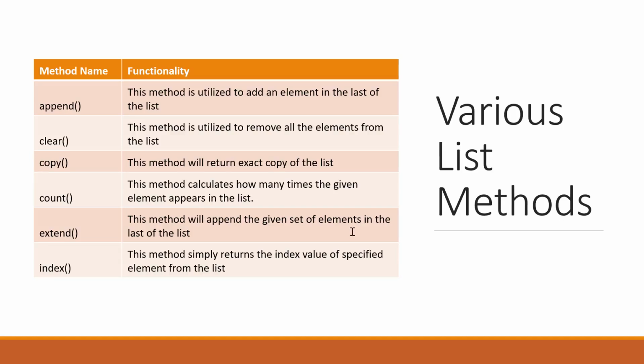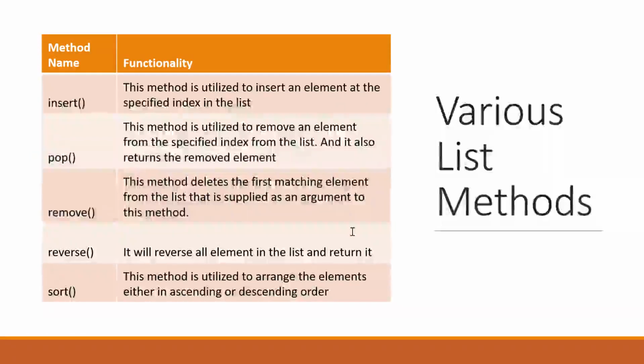Now the role of this method is to append a given set of elements at the end of the list. So if I talk about the difference between the extend and append methods, the append method takes only one element, and the extend method can take multiple elements as an input and append them in the list. Then there is the index method, which can return the index of a specified element from the list.